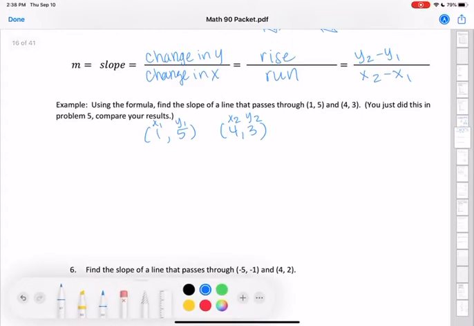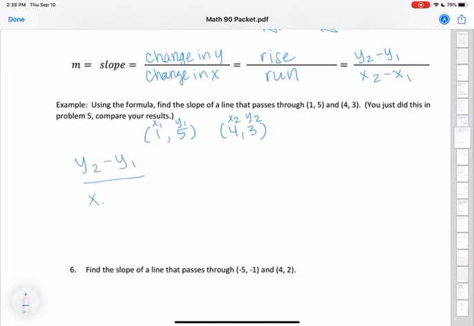All right, so let's go and plug it in. I'm going to rewrite the formula again. y2 minus y1 over x2 minus x1 equals, so I said my y2, I want it to be 3. So I have 3 minus 5 over 4 minus 1. 3 minus 5 is a negative 2 over 4 minus 1 is 3. So the slope is negative 2/3, and that is what we got on the other page.